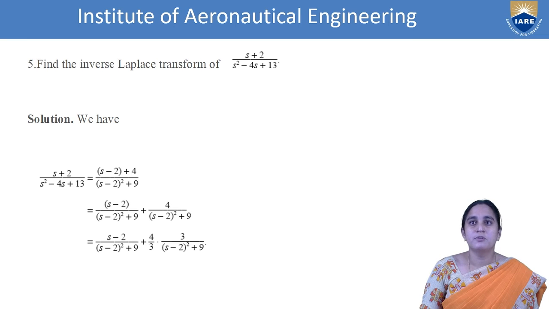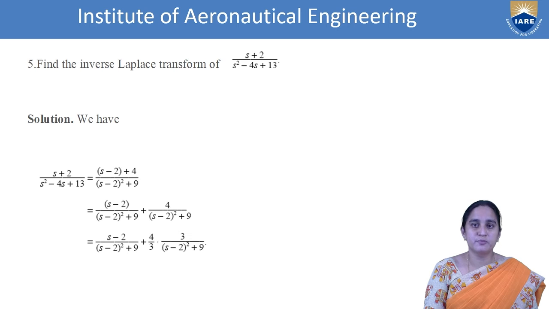Next question. Find the inverse Laplace transform of (s plus 2) by (s square minus 4s plus 13). This is also the same as the previous question. Here (s plus 2) by, how I'll write the numerator part, that is s minus 2 plus 4, by s square minus 4s plus 13. I'll write simply (s minus 2) whole square plus 9. What I discussed in the previous problem, the same procedure I'm applying here also.